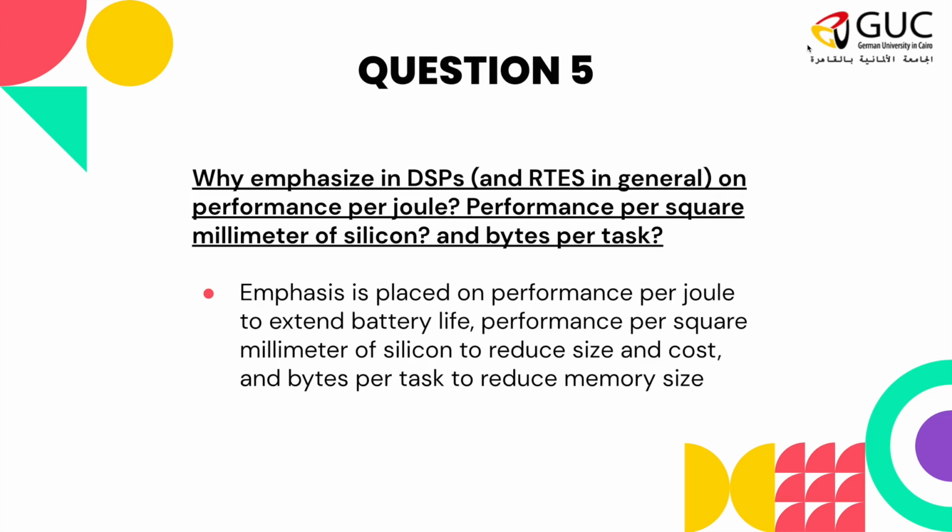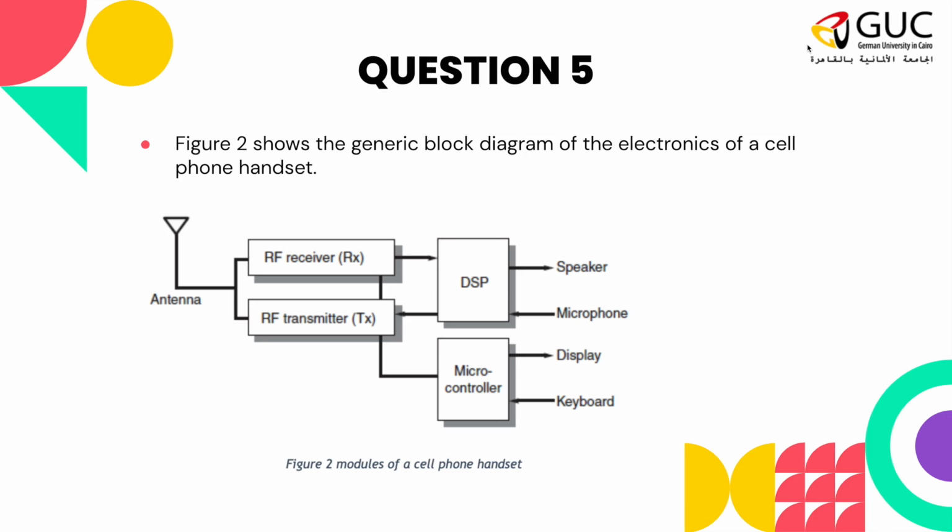Therefore, performance per joule is to extend the battery life. Performance per square millimeter of silicon is to reduce the size and the cost. And finally, bytes per task. And as I told you, bytes refer to what? To memory. Therefore, we want to reduce the memory size. Okay? Now, let's move on to the next question.